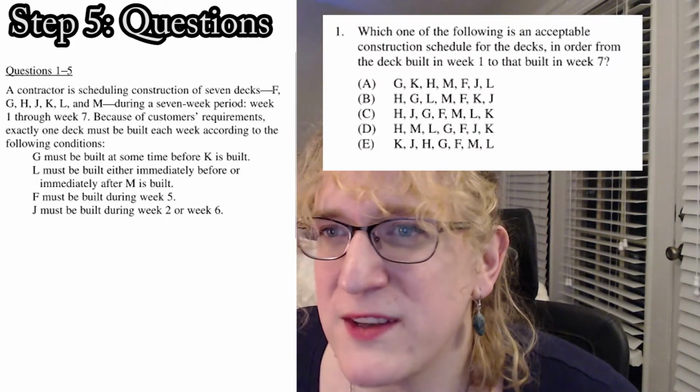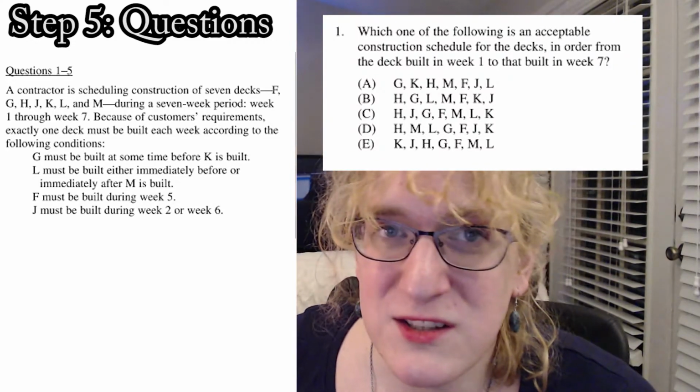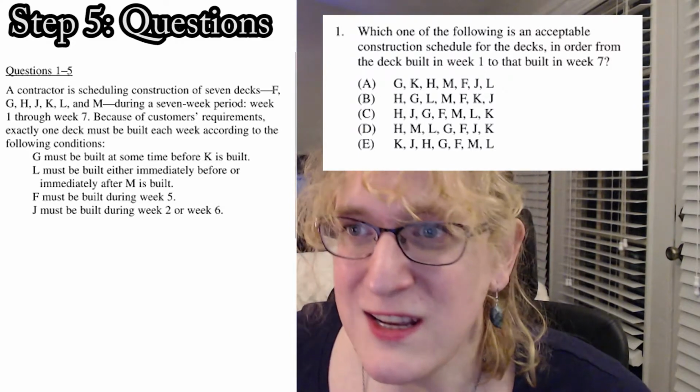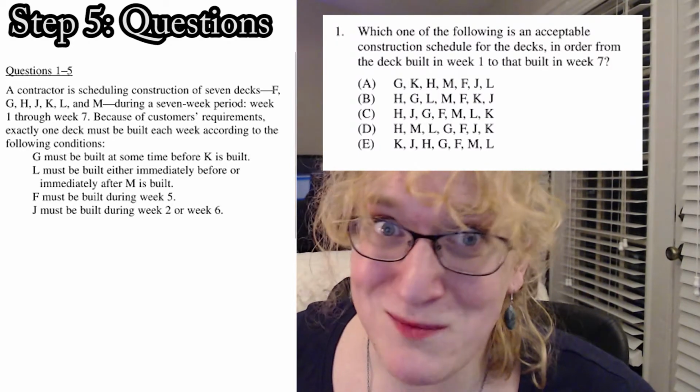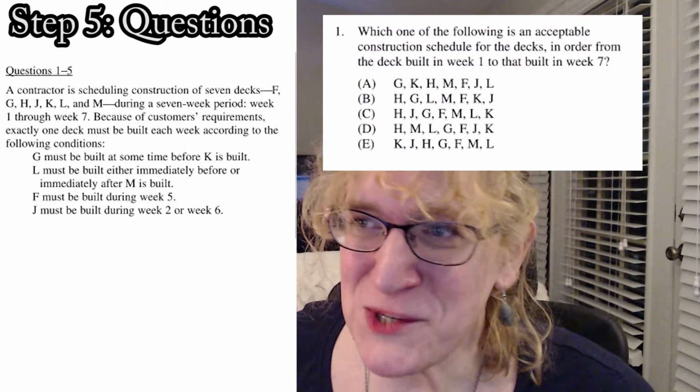Rule 3, F has to be 5th. That's an easy one to check. Just go down the list, make sure F is there. And it's not in C, so we lose C. We're down to just B and D. This is getting exciting, y'all.